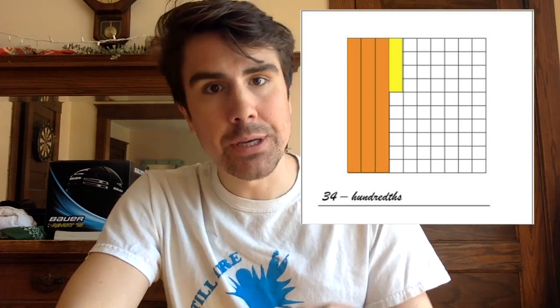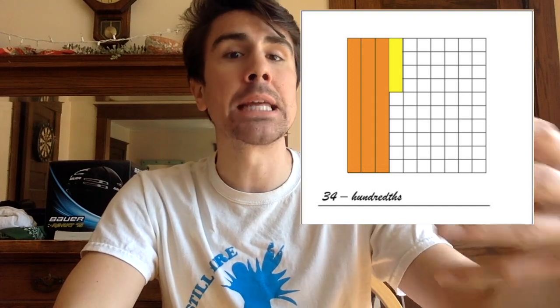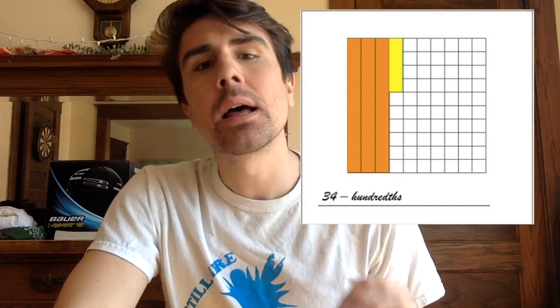Let's start by revisiting a problem from yesterday that we worked on together. We showed 34 hundredths on our grid here. 3 tenths plus 4 hundredths is the same as 34 hundredths, and we can see that because 34 out of 100 equal parts are shaded in. There's another way for us to show this, and that is decimal form. To show 34 hundredths in decimal form, it would look like this.